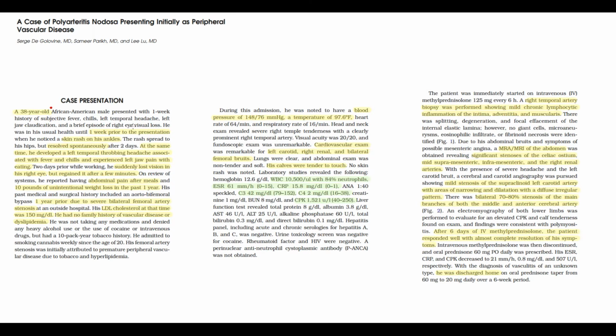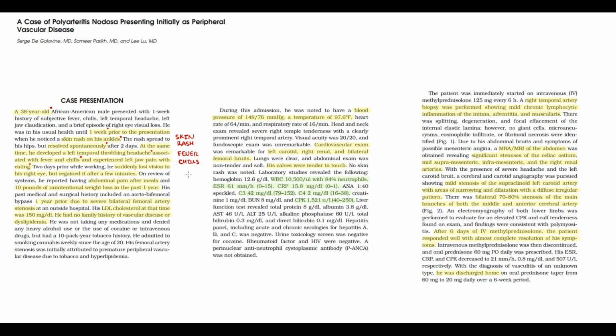It's a 38-year-old man. One week prior to presentation, he had a skin rash on his ankles, and we know that skin rash is a very common manifestation of practically any vasculitis. The rash resolves spontaneously, but at the same time, he developed a left temporal headache accompanied by fever and chills. So he has systemic symptoms such as fever and chills, which are also characteristic features of vasculitis. In addition to this, he experienced left jaw pain with eating.